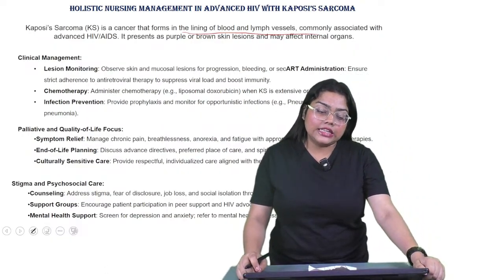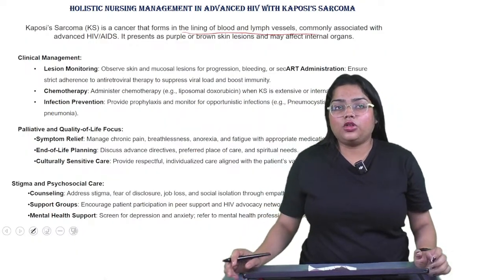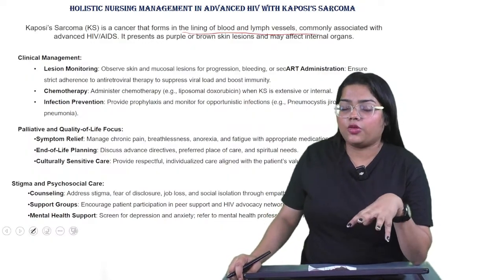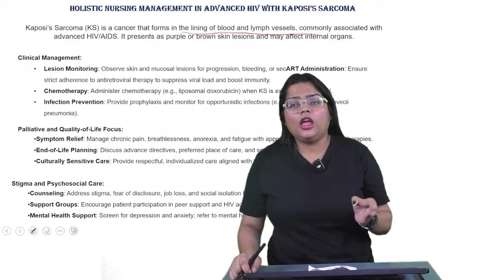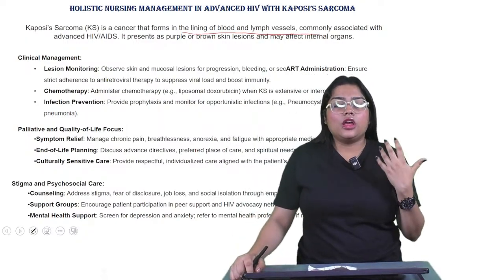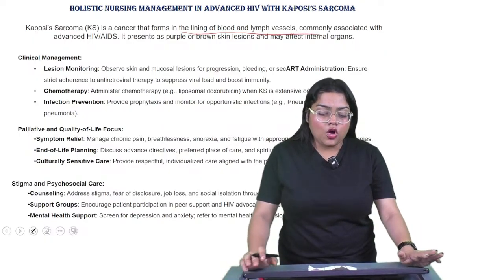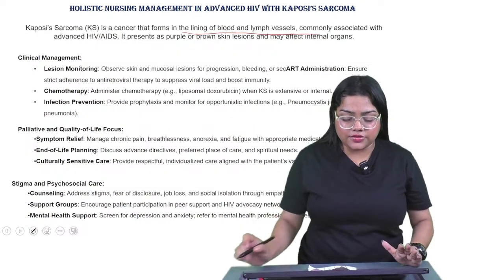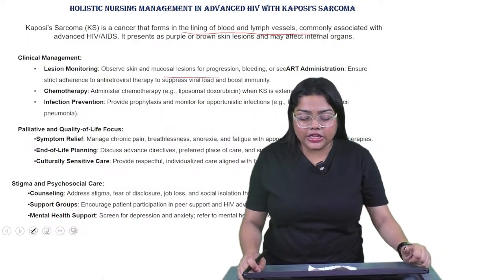So what is the clinical management? In the case of HIV with Kaposi's sarcoma, the symptoms will include bleeding, coughing, vomiting, tiredness, fatigue, and continuous fever. So the main clinical management is lesion monitoring. We have to observe the skin and the mucosal lesion progression, such as bleeding.